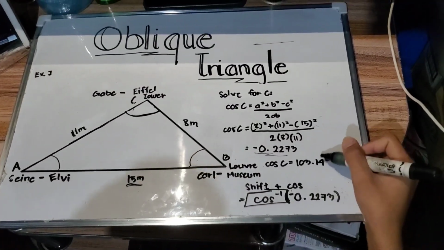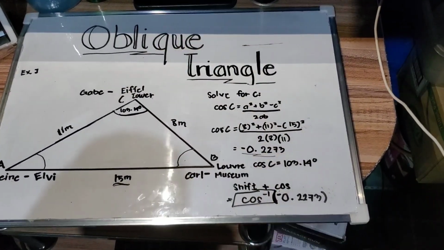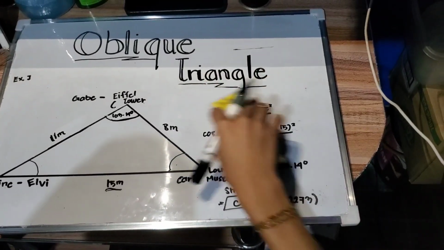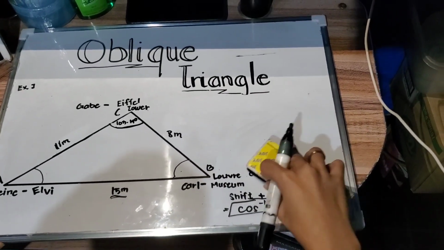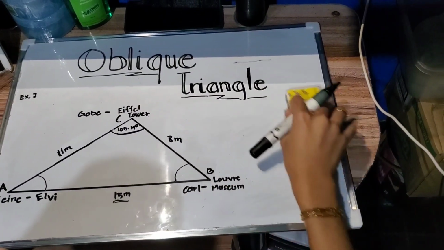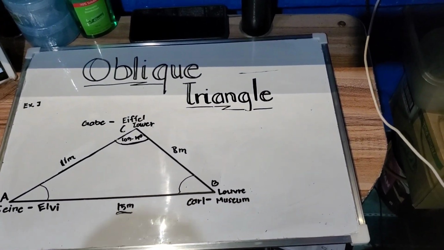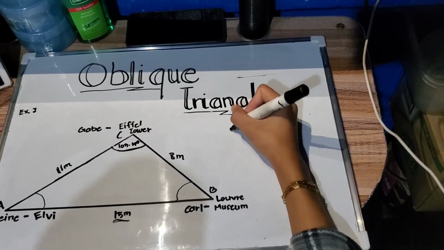So this is the value of our angle C, which is 103.14 degrees. So next is to solve for the remaining two angles. The remaining two angles are angles B and A. It's up to you which angle you're going to solve first. First, I'm going to solve for angle A.